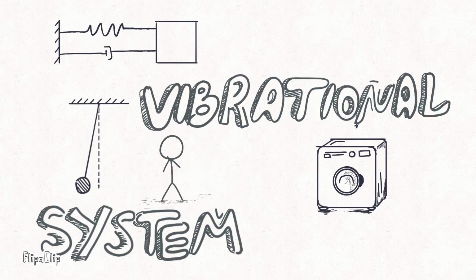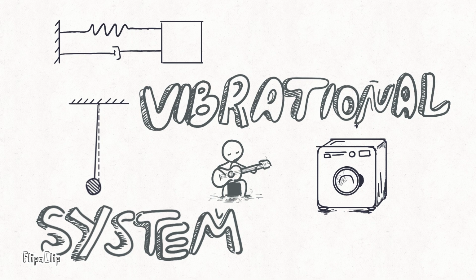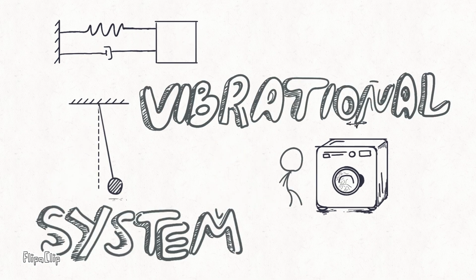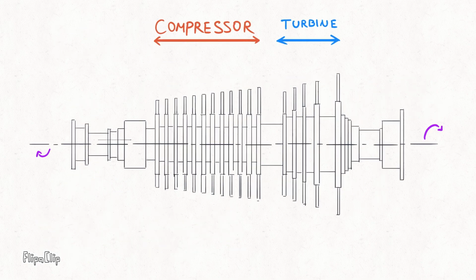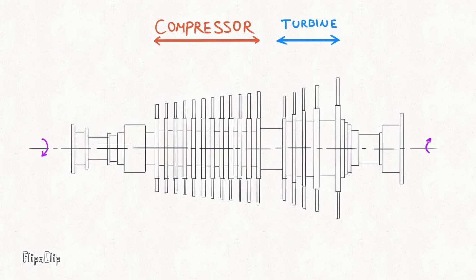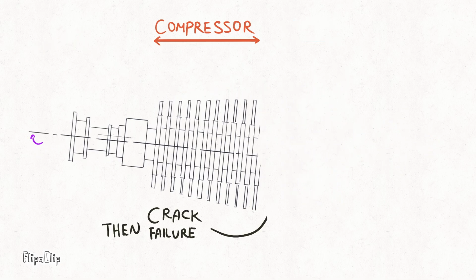In today's video, we will be talking about mechanical vibrations, from the strings of a guitar to the spinning of a washing machine, and even the turbines in power plants. All these systems vibrate. Properly modeling these systems is crucial in reducing the risk of failure.